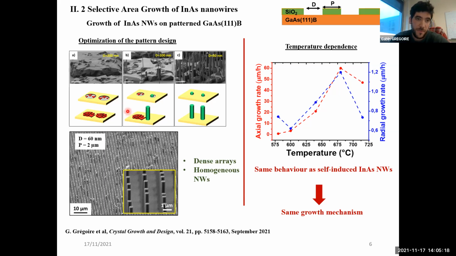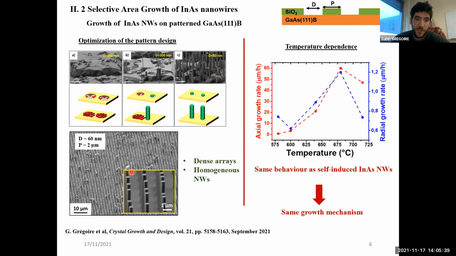As you can see on the first figure, for large diameter, we have a growth of a poor-quality 2D layer, which is due to the coalescence of many 2D nuclei that nucleate in the openings, while for smaller diameter, here 60 nanometers, we have the nucleation of only one nucleus in the opening, which results in nanowire growth.